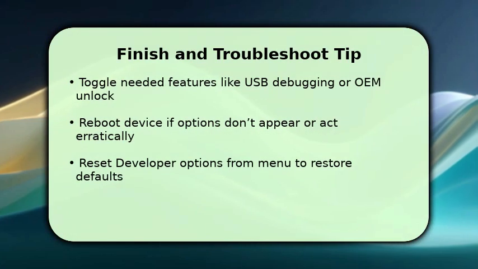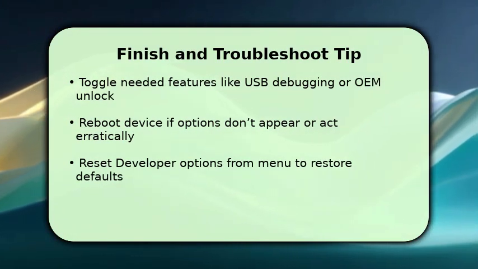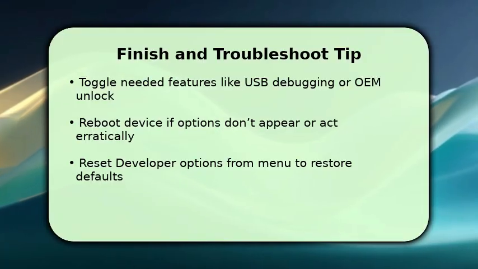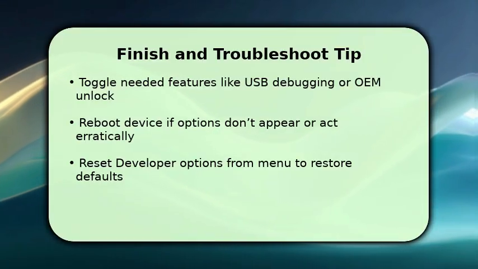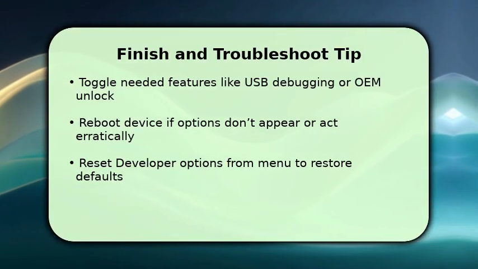To finish, enable the specific options you need. For example, USB debugging, OEM unlock or strict mode, and then reboot to ensure system services register the change.